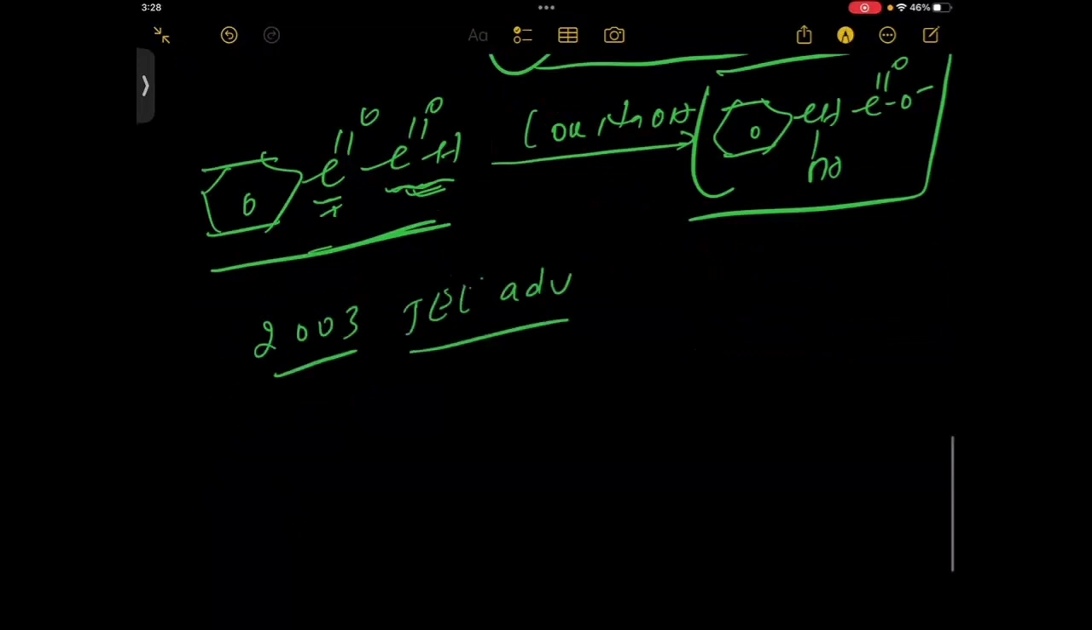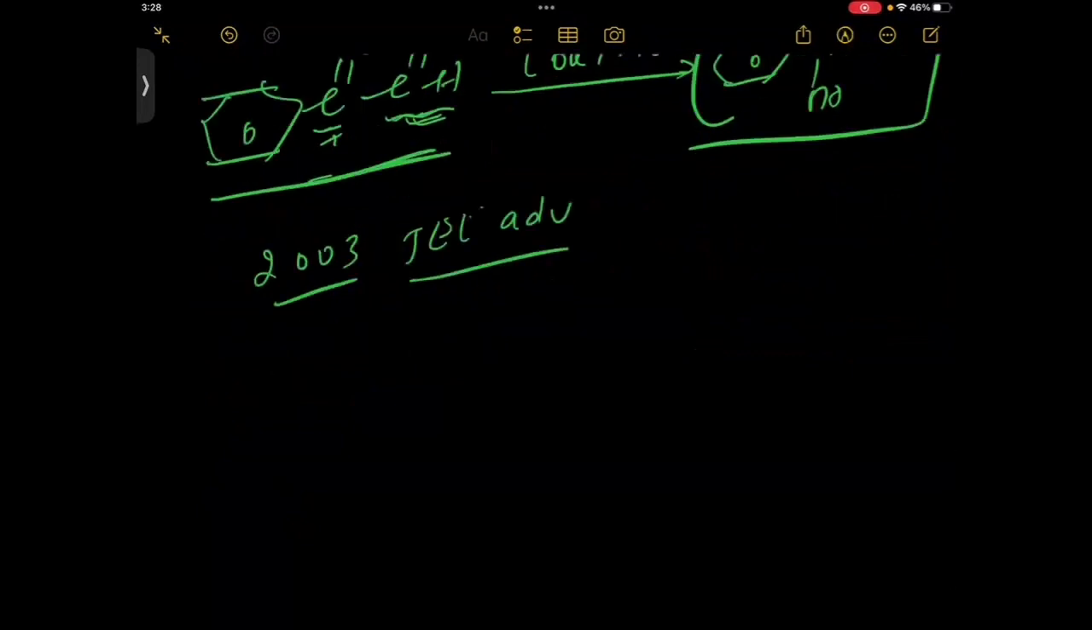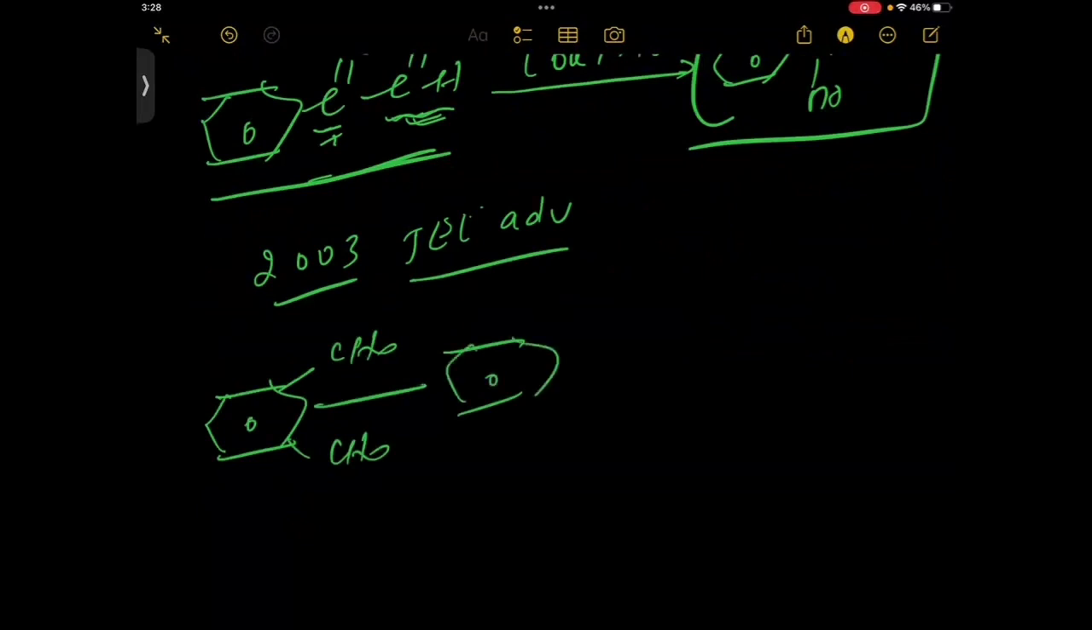Advanced question over there. I'm not giving you the options of this question. Just tell me what would be the product. Here is the reactant, CHO and CHO, right? And one more, here is the CHO and CHO.